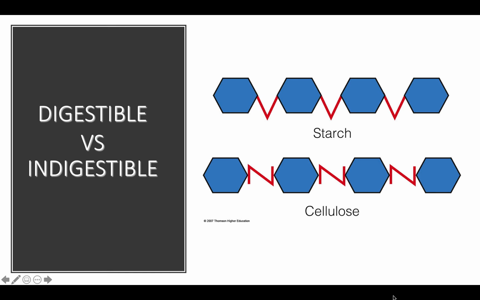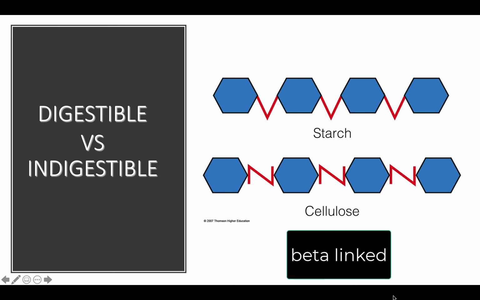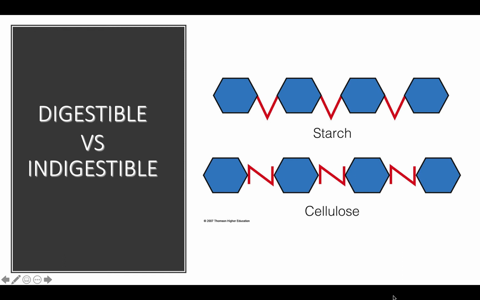Glucose molecules link together with what are called alpha links. Indigestible fiber has beta-linked glucose molecules. And as we've said, alpha-linked glucose molecules can be digested by the amylase enzymes in our body, but beta-linked glucose molecules, we do not have the enzymes to break them down, and that's why fiber is indigestible.